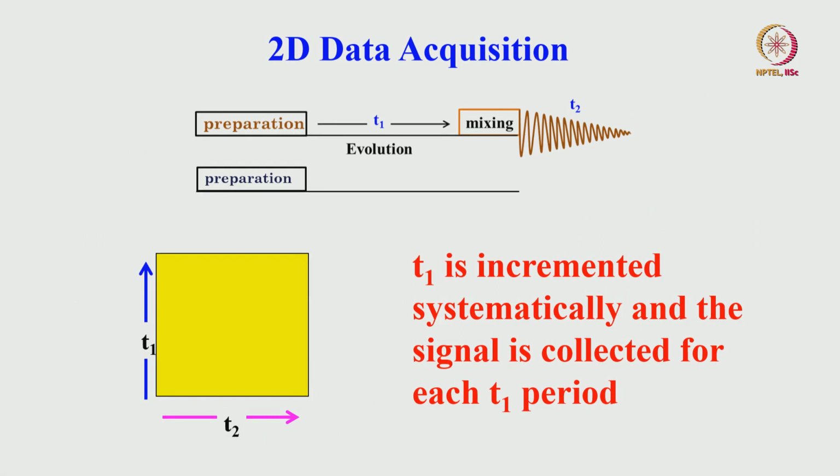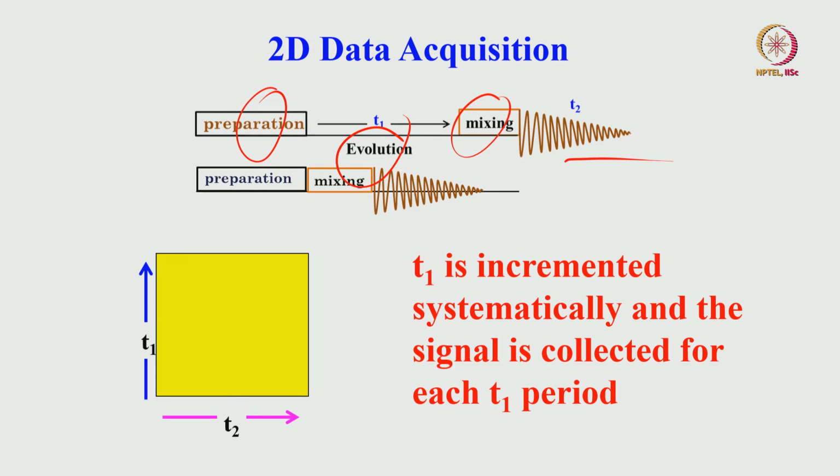This is a preparation period, evolution period, mixing period and detection period. Mixing period can be absent. I do not need to use it. That is optional. I am preparing, allowing the spins to prepare. Then I will put some delay T1 and collect the signal. Initially the delay is 0, no T1.